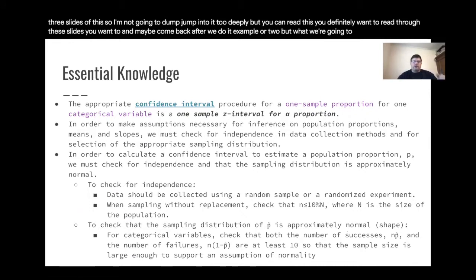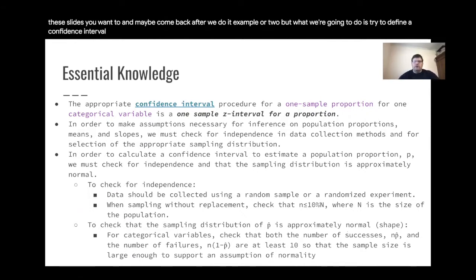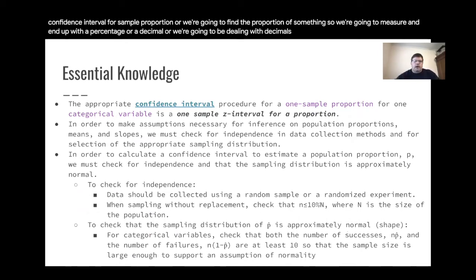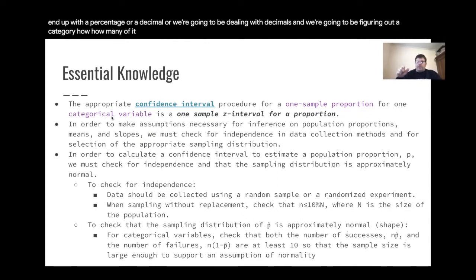But what we're going to do is try to define a confidence interval for a sample proportion, or we're going to find a proportion of something. So we're going to measure it and end up with a percentage or a decimal. And we're going to be figuring out how many, what percentage or what proportion of a categorical variable has a certain trait. Okay. And that's what we're going to try to do.